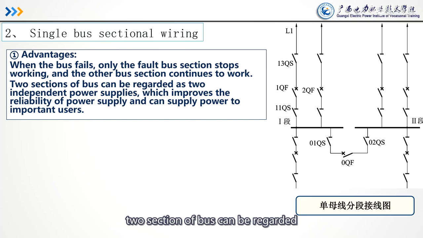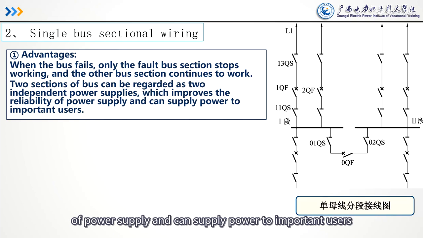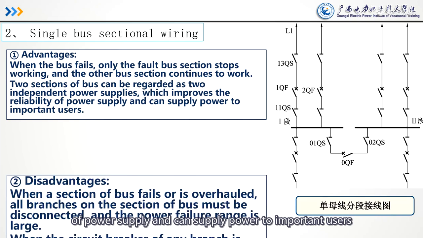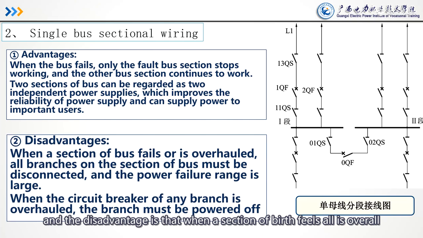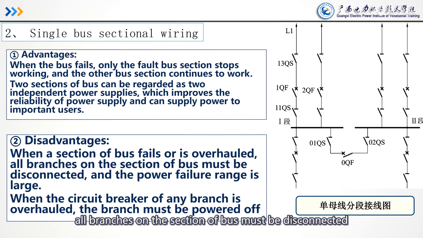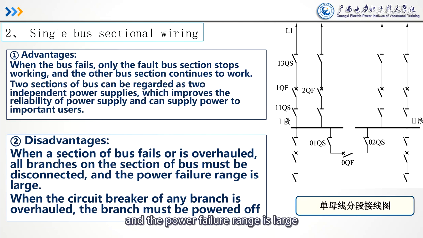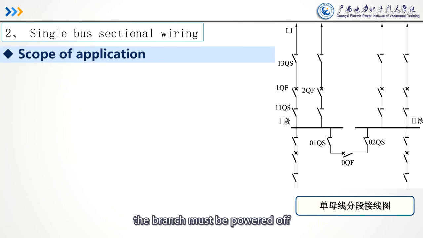Two sections of bus can be regarded as two independent power supplies, which improves the reliability of power supply and can supply power to important users. And the disadvantage is that when a section of bus fails or is overhauled, all branches on the section of bus must be disconnected, and the power failure range is large. When the circuit breaker of any branch is overhauled, the branch must be powered off.